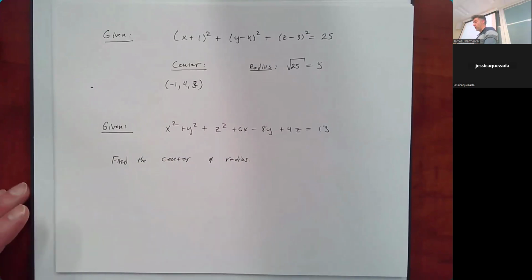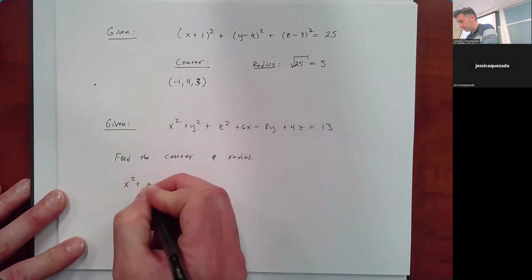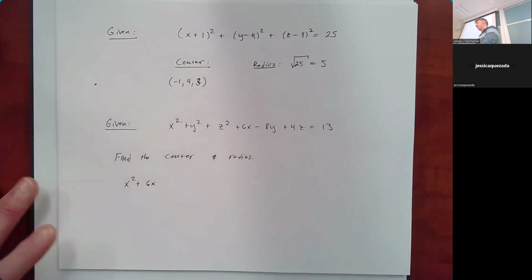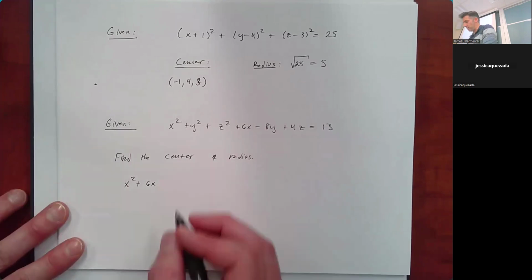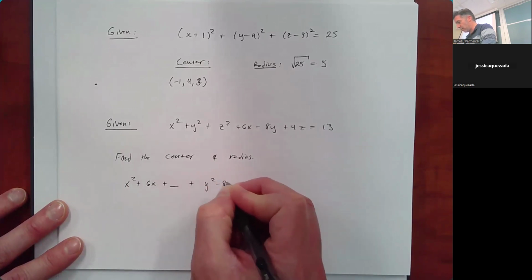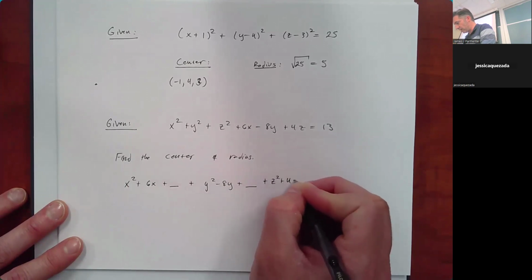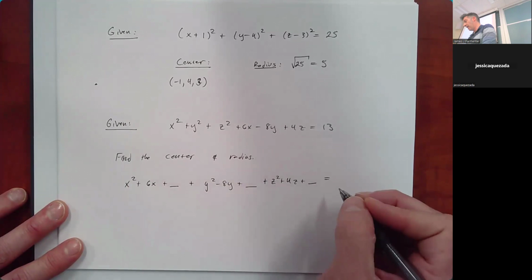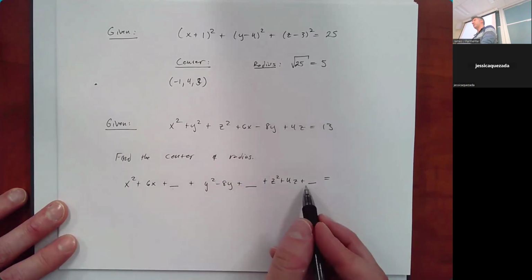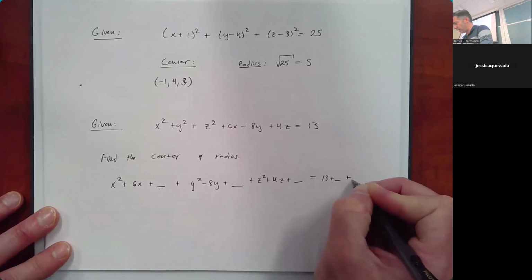So typically what we do here is we break up all the different variables to be by themselves, meaning I want to separate the x's from the y's from the z's. So I'm going to write x squared plus 6x. And I know what I'm going to do here eventually, so I'm going to leave myself a space. I'm going to say plus blank, and then plus y squared minus 8y plus blank, plus z squared plus 4z plus blank equals, and since I'm going to add something here, here, and here, I'm going to do the same thing on the right-hand side. I'm going to say I have 13 plus blank plus blank plus blank.